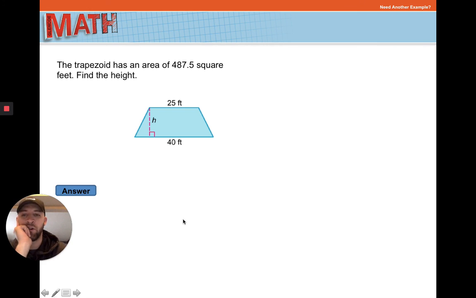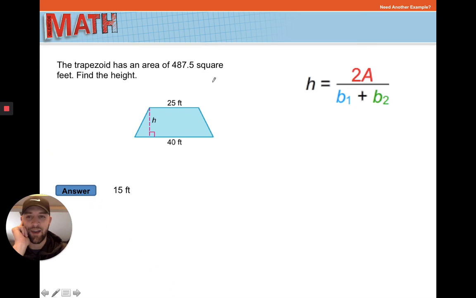Alrighty, let's try one. This is going to be the last one together here. I do have our formula for us here. So let's go ahead and plug in what we know. It says the trapezoid has an area of 487.5 square feet. We need to find the missing height. So we're going to use our formula. Height is equal to 2 times your area divided by base 1 plus base 2. Let's go ahead and get working.